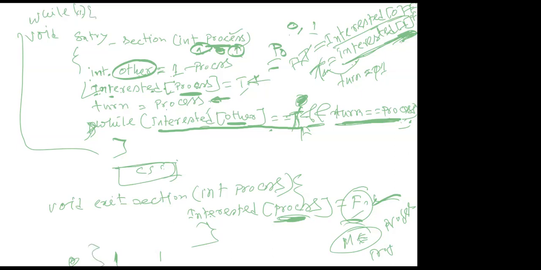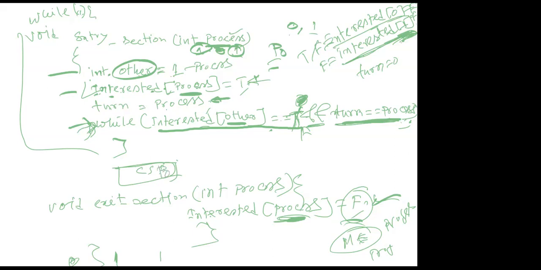Now let's check this. P0 is interested in entering the critical section. P0 is scheduled by the CPU, and turn is 0 here. Both flags are F. So P0 sets its interest to T, and then sets turn equal to 0. That is fine, and then it executes the while loop. The other, P1's interest, is false here, so P0 can enter the critical section.